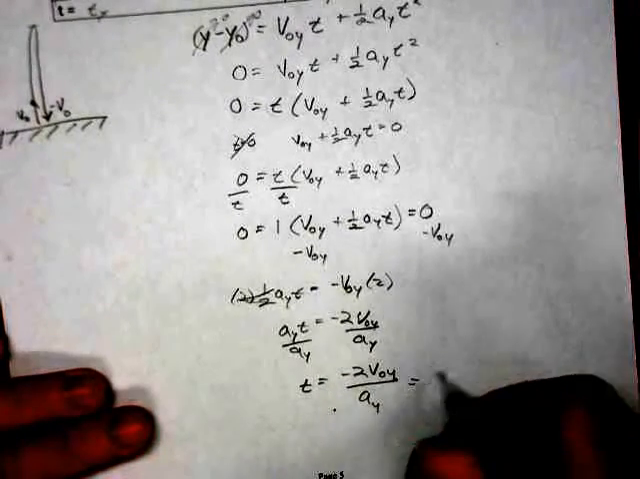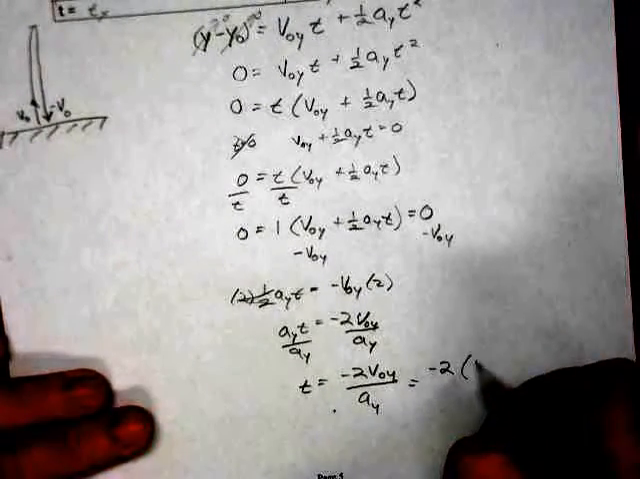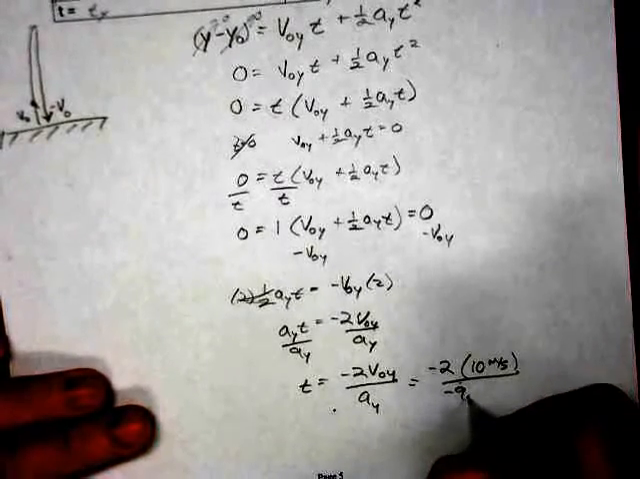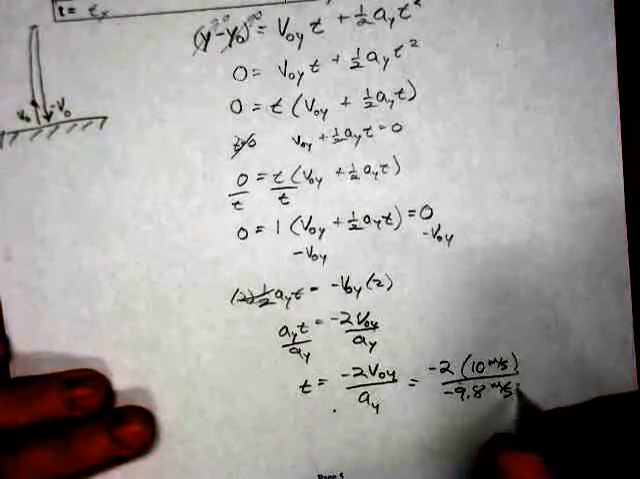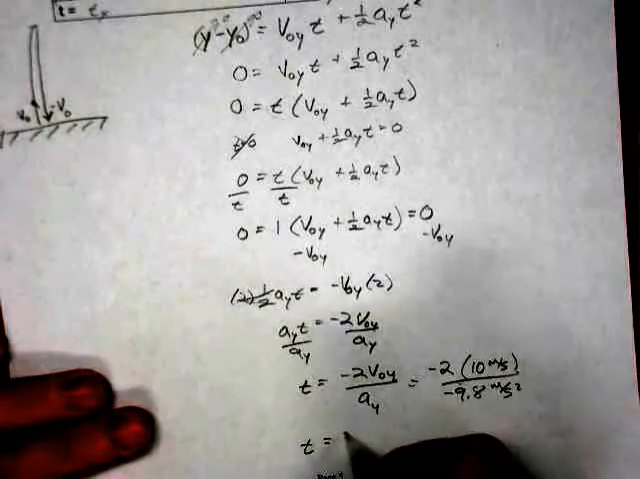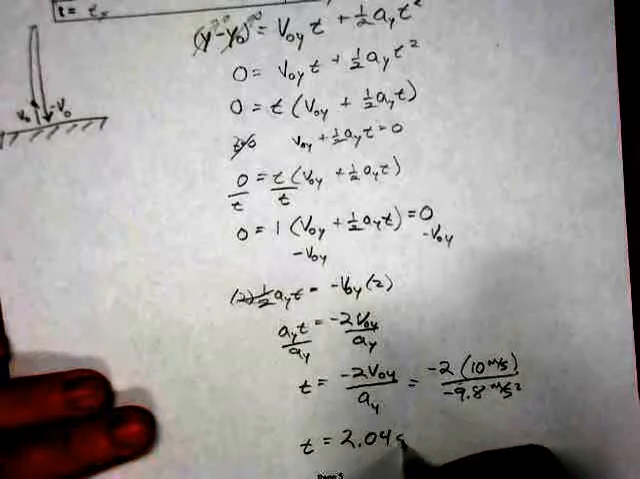which just equals negative 2 times 10 meters per second over negative 9.8 meters per second squared. Time equals, I believe it was 2.04 seconds.